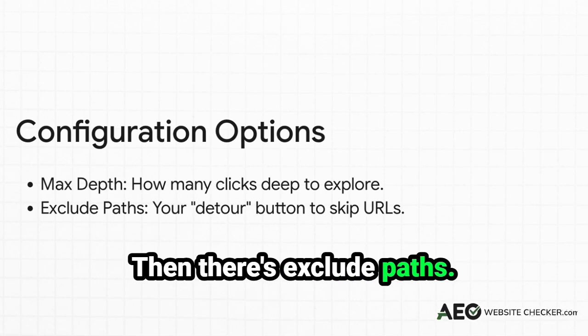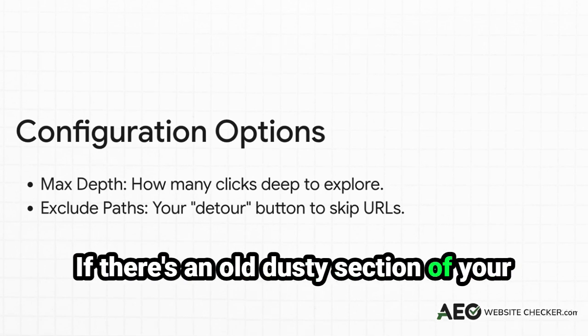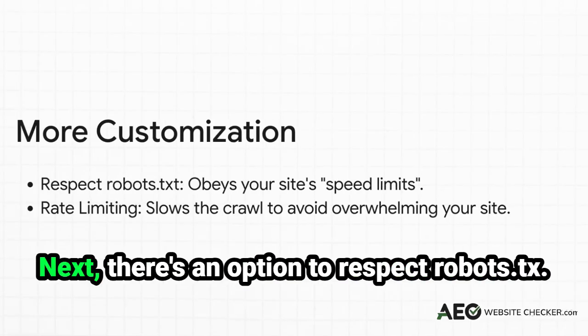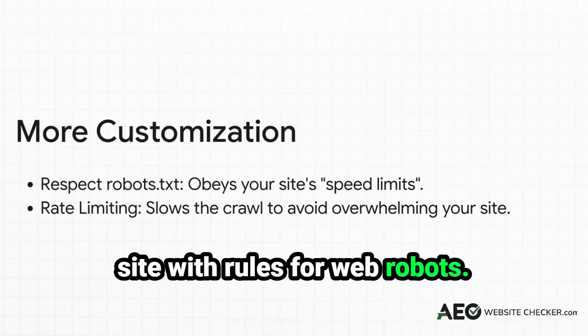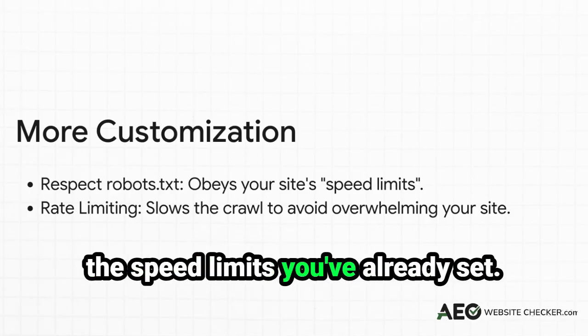Then there's exclude paths. This is basically your detour button. If there's an old, dusty section of your site you want to ignore, you can just tell the crawler to drive right on by. Next, there's an option to respect robots.txt. That's just a simple file on your site with rules for web robots. Following those rules is just good etiquette. You're telling your own crawler to obey the speed limits you've already set.